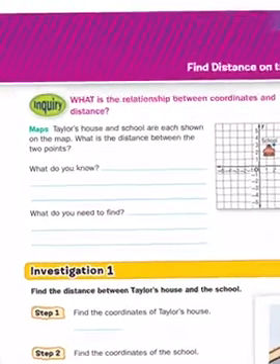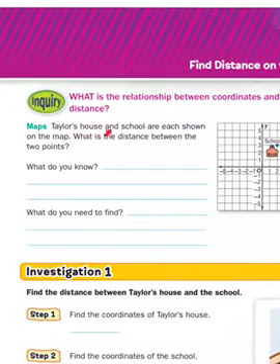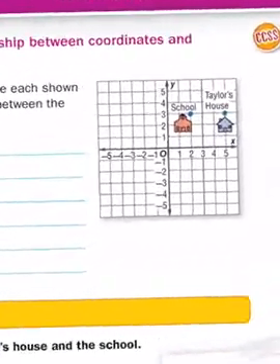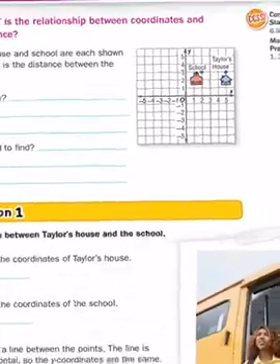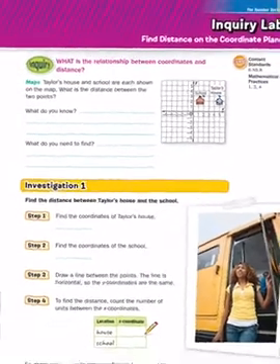So it says, Taylor's house and school are each shown on the map. What is the distance between the 2 points? So if you look over on this map, we have to find the distance between Taylor's house and the school. Now, I know you can look at it and I know you can count that there's 3 units. I get that. But we're going to go through it because we want to show you something that's going to help you in a little bit. So let's go through the investigation below.